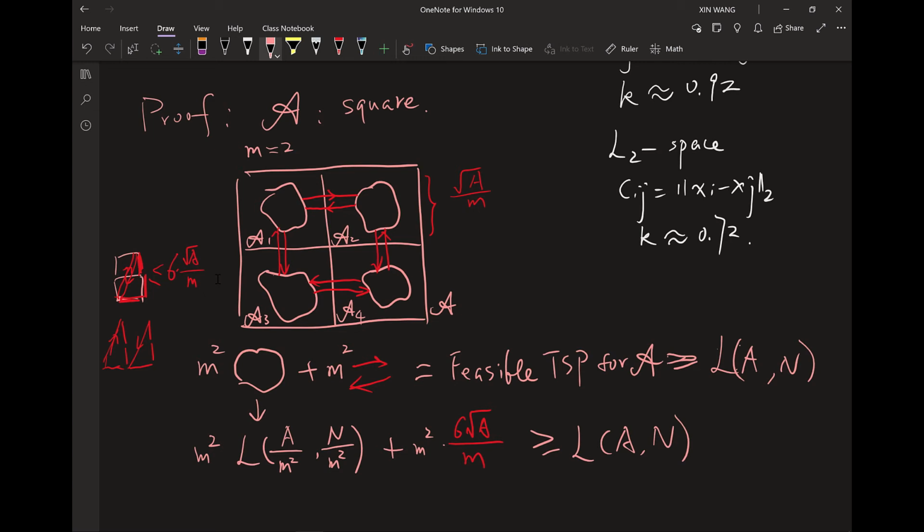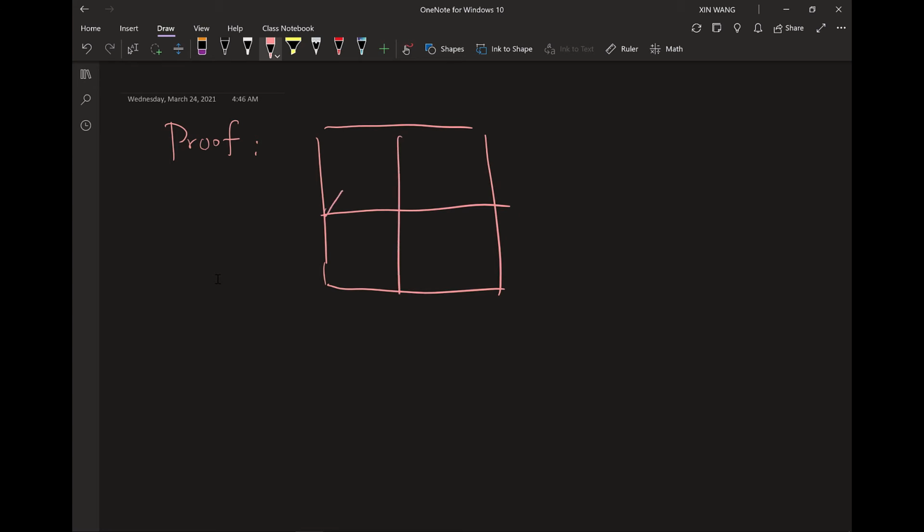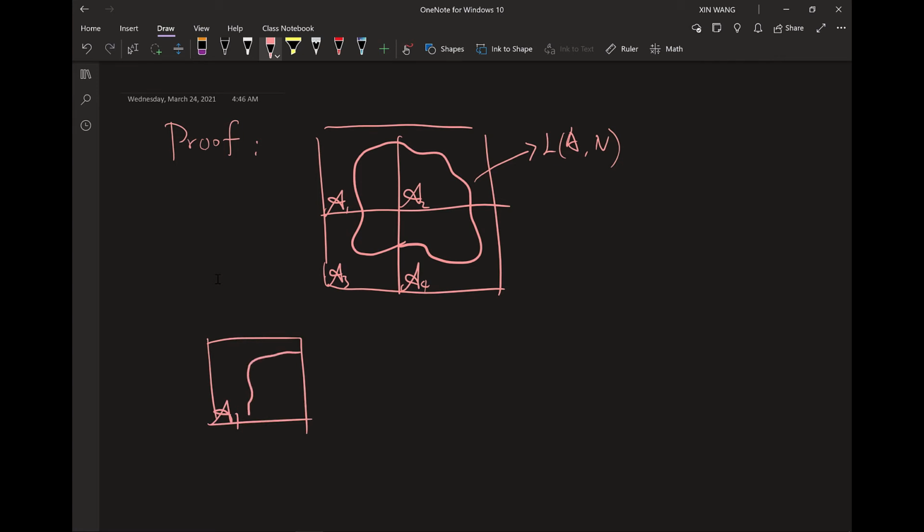So this gives us an upper bound of the TSP distance with respect to the market area A and the number of customers. Now let's continue our proof. Similarly, we can decompose the big area into smaller areas A1, A2, A3, A4. But now let's assume that we have the big TSP tour, which is already the optimum TSP tour. Then we want to create a TSP tour within each sub-area. For example, we take out one area A1, and this is part of the TSP tour for the entire area.